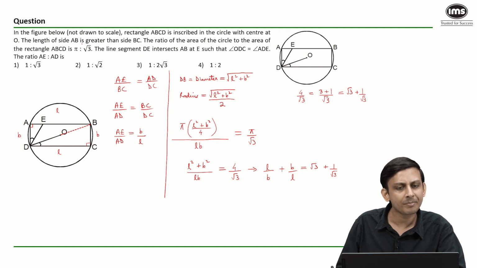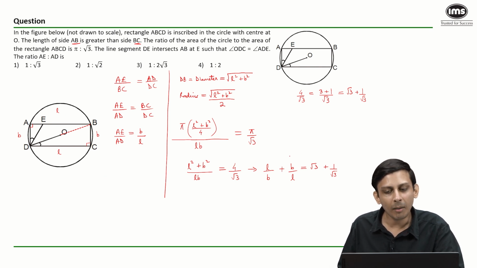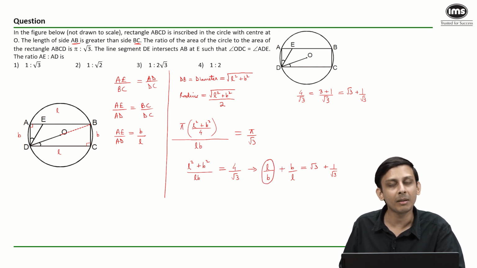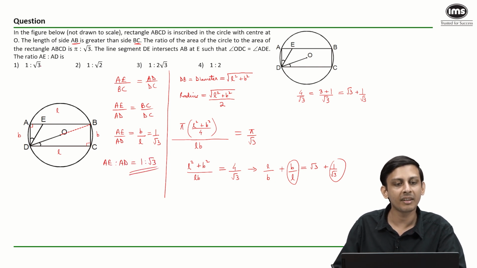Now it was given that AB is greater than BC, which means that the length L is greater than the breadth B. So if we now compare here, we can say that L by B will be greater than B by L because length is greater than breadth. So L by B will be equal to root 3 and B by L will be equal to 1 by root 3. And therefore AE is to AD is equal to 1 is to root 3. So the answer will be option 1.